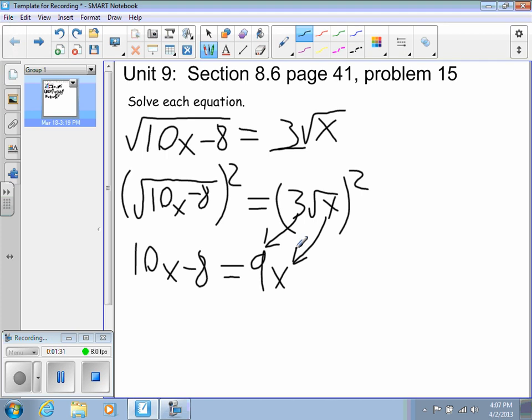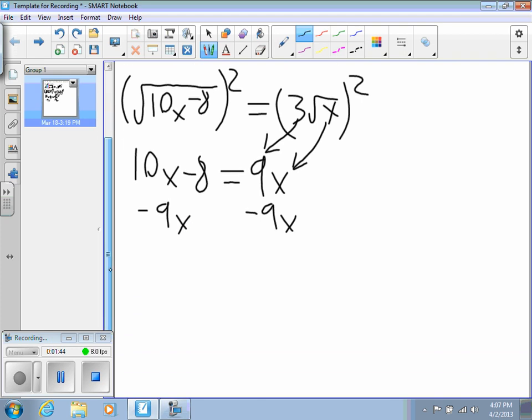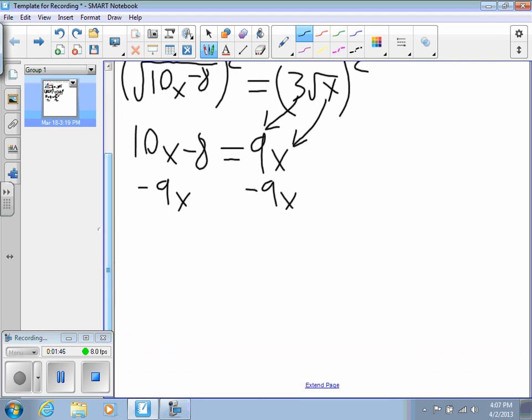So now, we need to get all of our variables on the same side. I'm going to subtract 9x from both sides of the equation. And that'll give me x minus 8 equals 0. I'll add 8 to both sides. And that'll give me x equals 8.